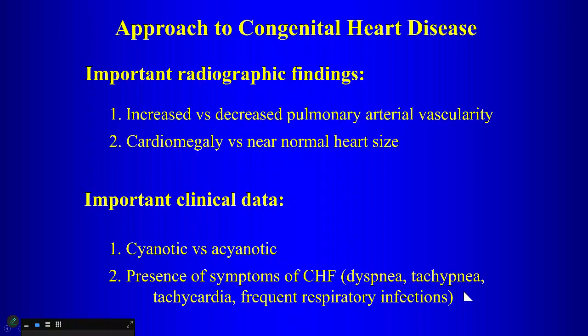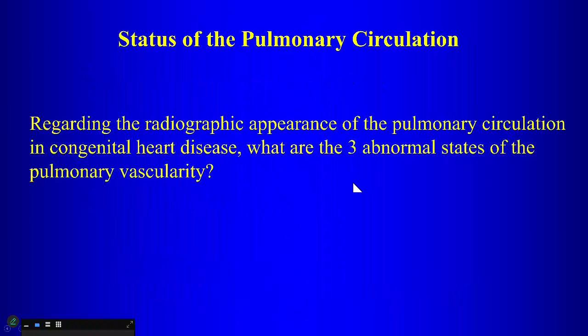The presence of symptoms of CHF can also help, but the most important things are the pulmonary vascularity, whether the patient is cyanotic or acyanotic, and then cardiomegaly versus near normal heart size. Once you have those three bits of information, you can give a reasonable differential diagnosis.